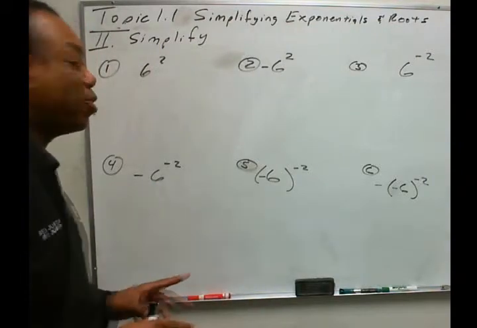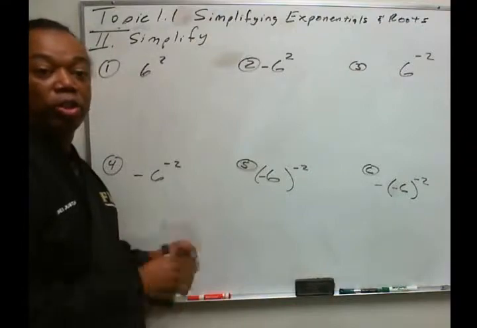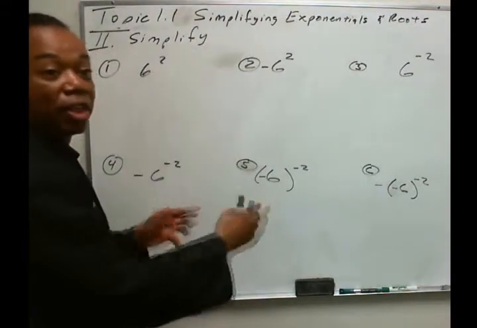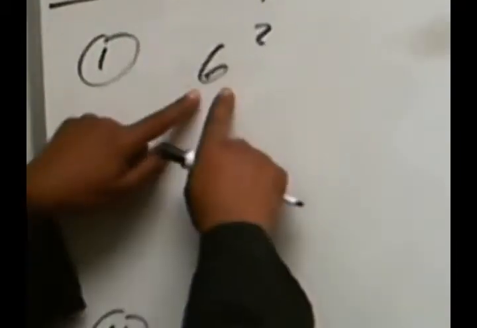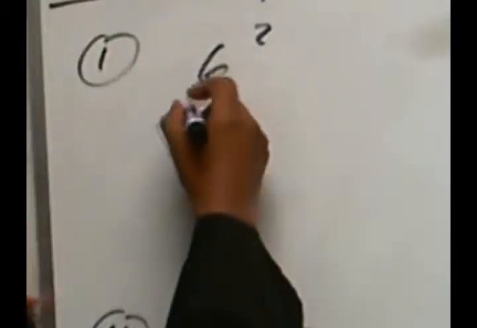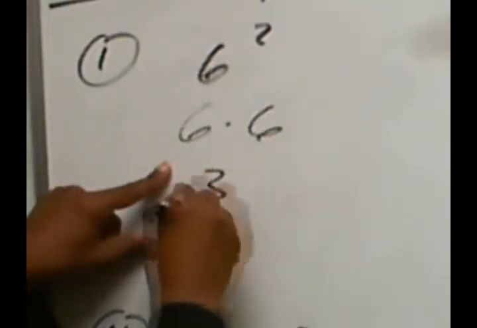Alright, we're going to simplify these expressions, and I'm going to use the properties given earlier to simplify the understanding of how these are solved. Okay, first I'm going to expand this into 6 times 6. 6 times 6 simplifies down to 36.